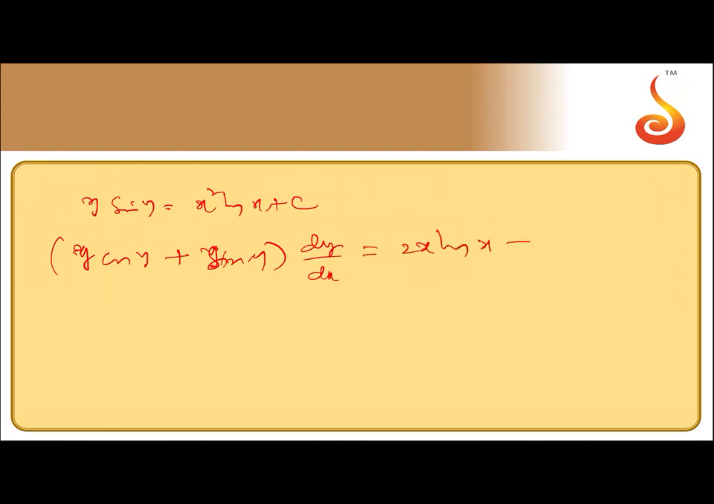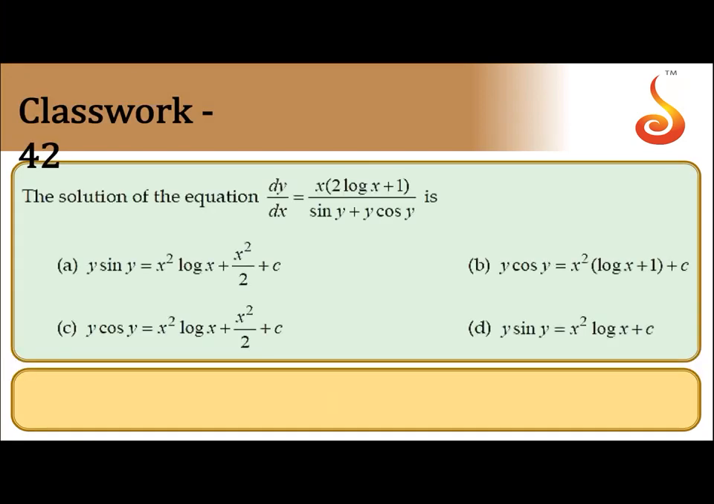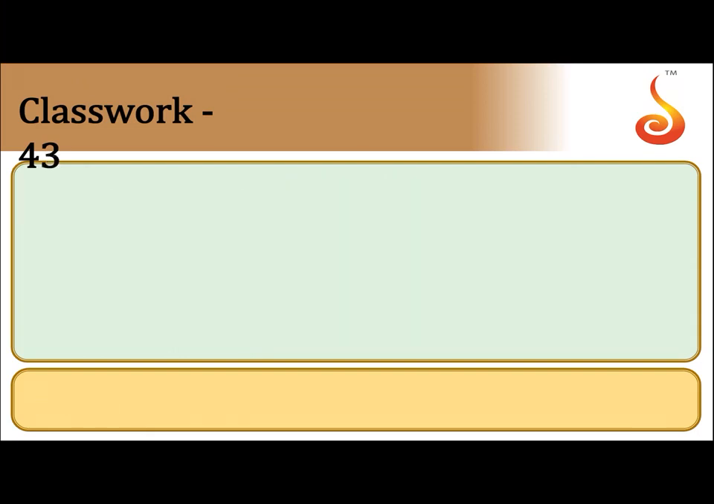y sine y is equal to x square log x plus constant. Taking the derivative on both sides, you'll be getting y cos y plus sine y multiplied by dy by dx, and that is equal to 2x multiplied by log x plus x times 1 by x. So x taken common, we'll be getting dy by dx is equal to x multiplied by 2 log x plus 1, divided by y cos y plus sine y. Yes, the answer is correct. So the answer is option D.